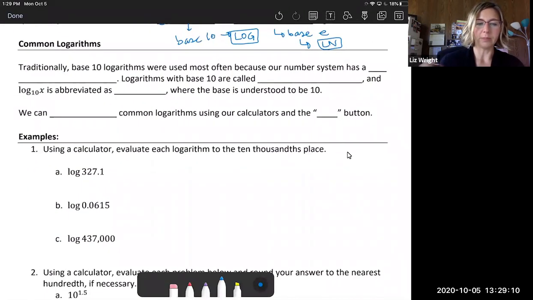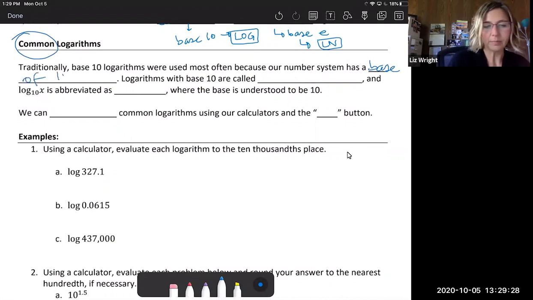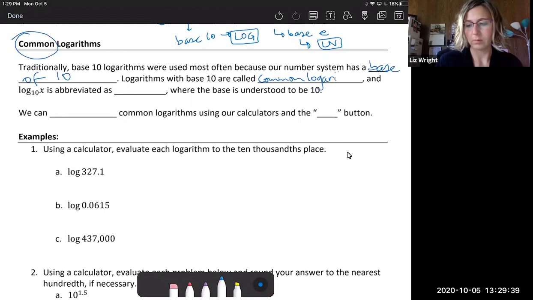So common logarithms, and again, we're talking about common now, not natural. Traditionally, base 10 logarithms were used most often because our number system has a base 10. So that's what we're going to fill in there, has a base of 10. Logarithms with base 10 are called common logarithms. And log base 10 of x is abbreviated as just log of x.